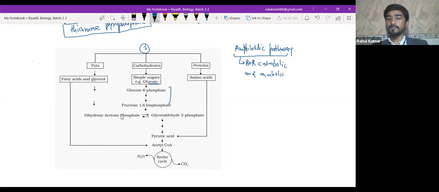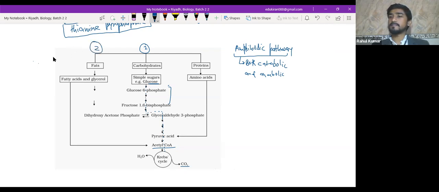They have just shown this for a reason. And then finally it reaches pyruvic acid. So this whole pathway is the glycolysis pathway, and it ends here. Then it goes into the mitochondria, gets converted into acetyl-CoA, and that enters the Krebs cycle and CO2 is released. So for carbohydrate, this whole thing is clear to all of you, right? Everything is clear.